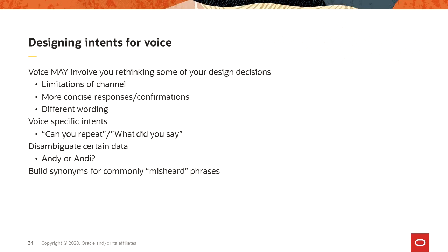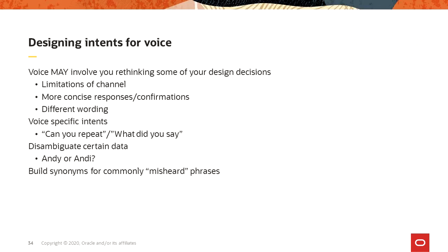You may also want to disambiguate certain data. So a word like Andy, for example, on a voice channel, the voice to text might interpret that as ANDY. But if you feel that there are other different spellings of that, we might have to disambiguate that, even though we wouldn't have to do that in a written channel, because somebody would write it correctly.